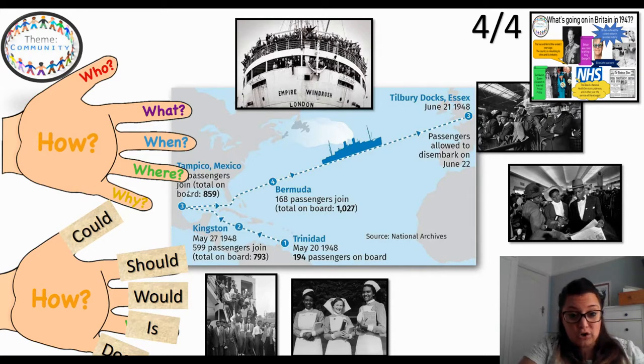The ship then goes on towards Mexico to gain more passengers and then heads over to Bermuda for another 168 passengers and then makes the journey all the way over to the UK, where it disembarks at various ports. On this journey in particular, it ends its journey in Essex, Tilbury Docks. But as I've explained and mentioned earlier, some of these ships, including the Windrush, would have stopped in Southampton as well.